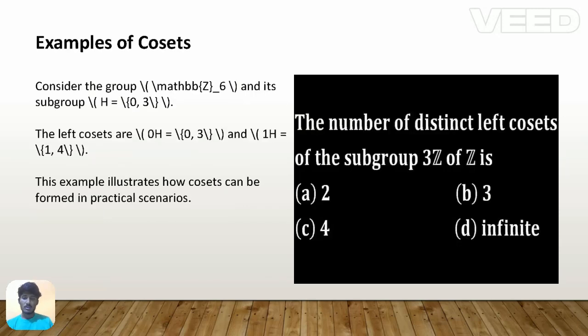Examples of cosets. Consider the group Z6. Its subgroup is H = {0, 3}. The left cosets are H = {0, 3} and 1 + H = {1, 4}. This example illustrates how cosets can be formed in practical scenarios.